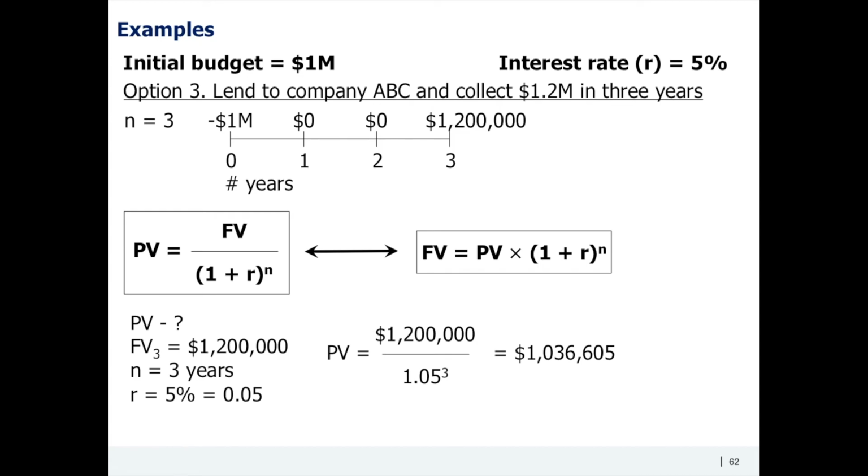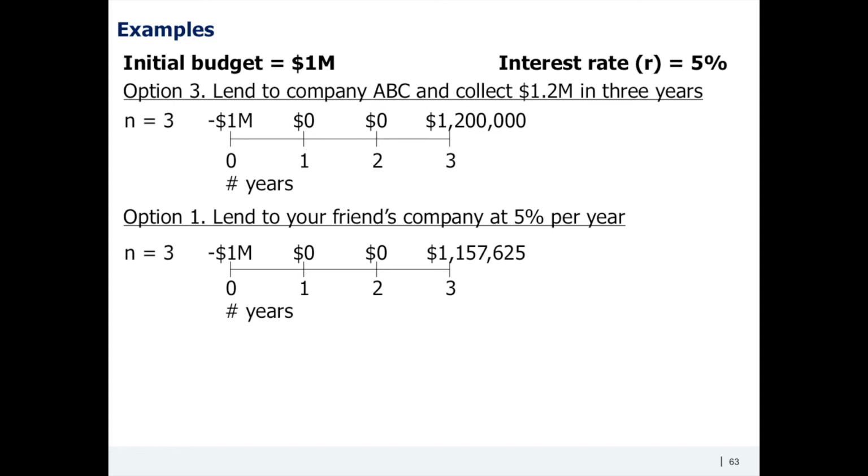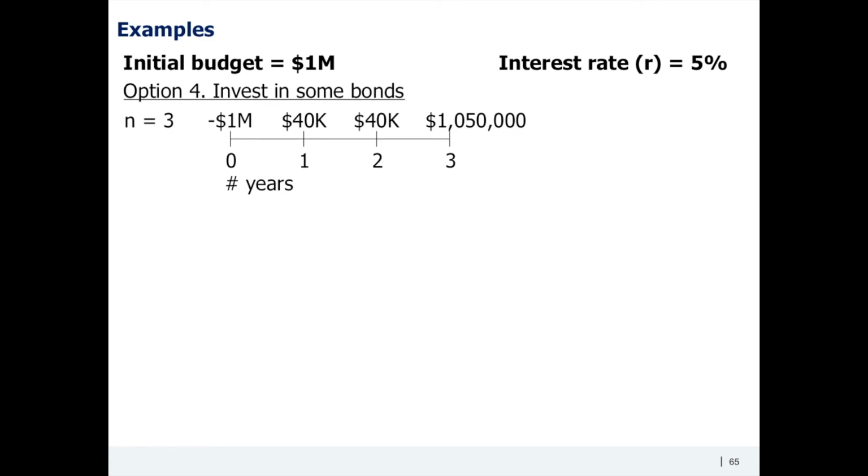$1,037,000. In other words, you can spend $1 million for something that is worth $1,037,000. That is a good deal. You can also compare it with option 1. You will earn less in 3 years if you go with option 1. Option 3 seems more attractive. And finally, option 4. A bit more challenging example.